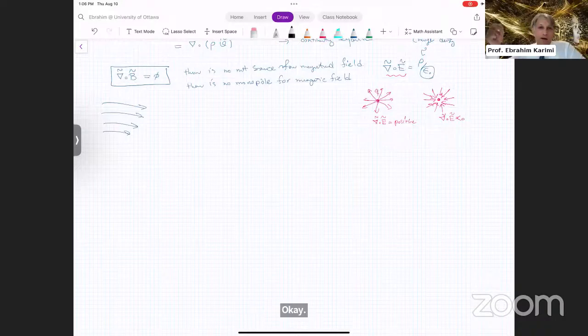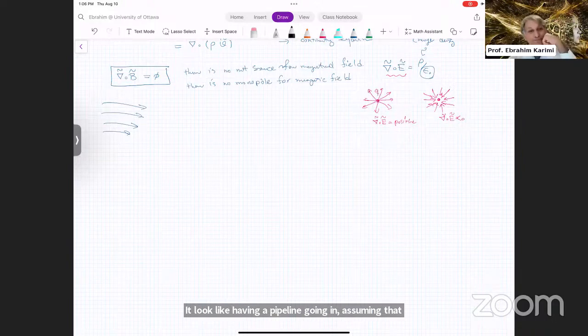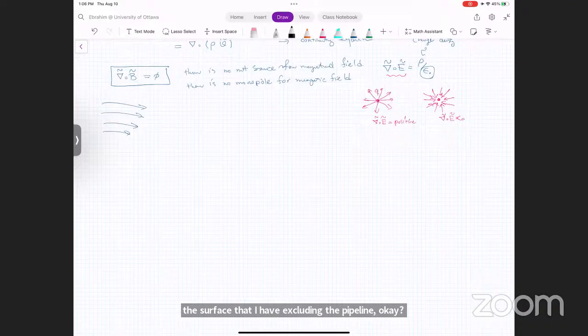It looks like having a pipeline going in, assuming that this surface that I have excludes the pipeline, okay? Perfect. I think that's all.